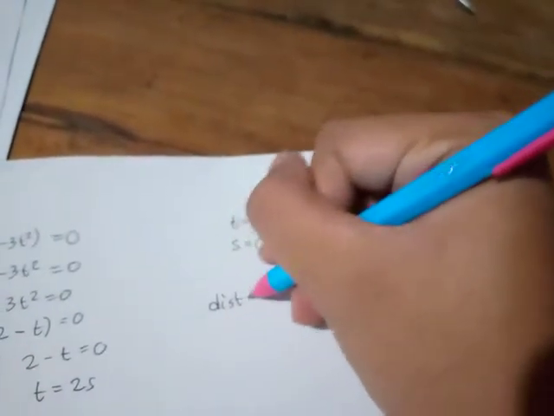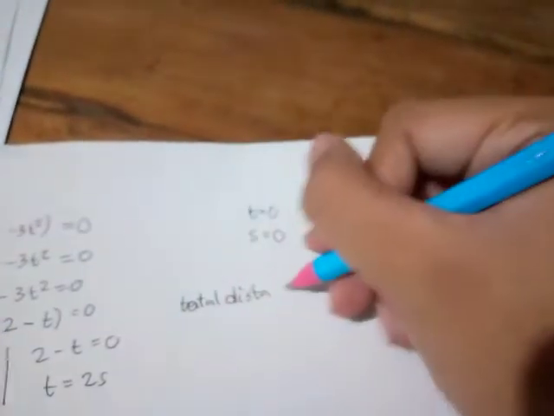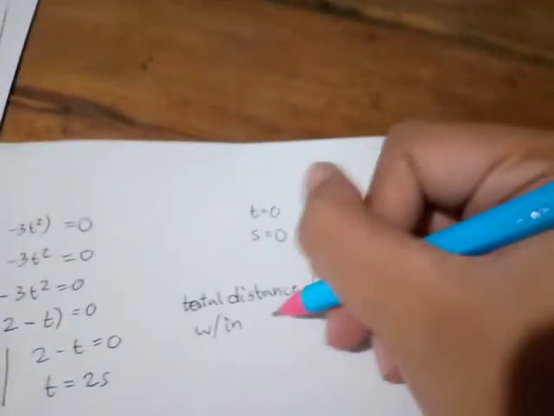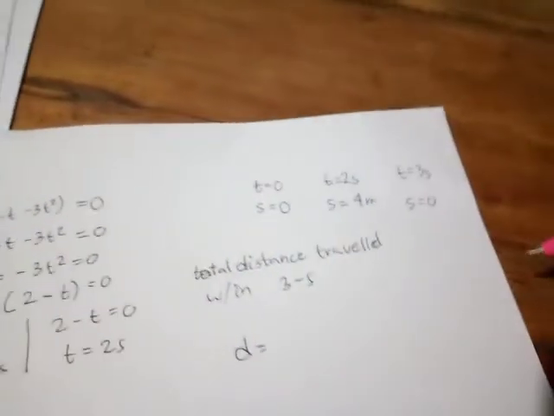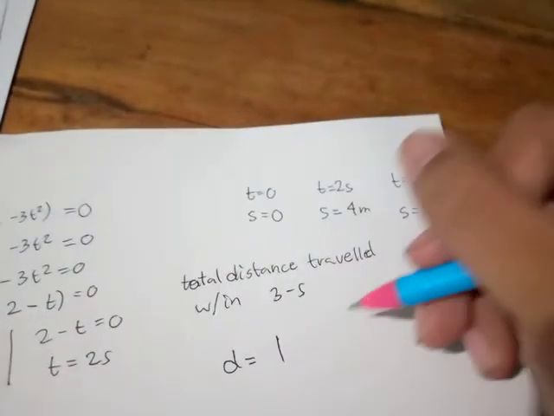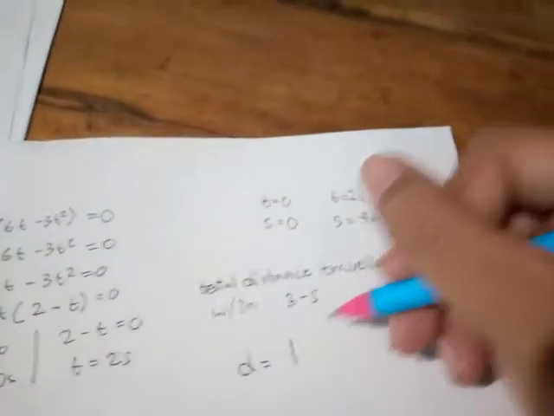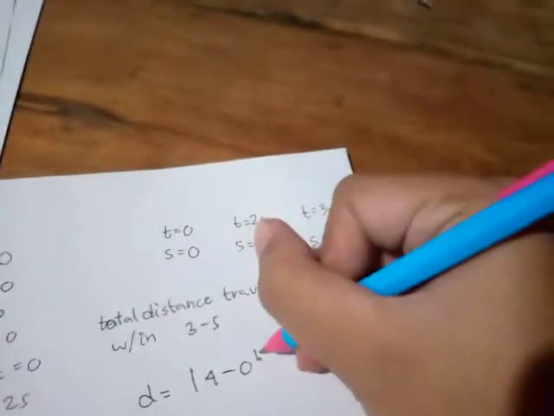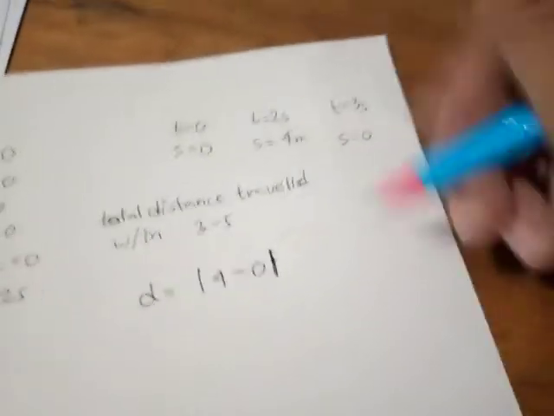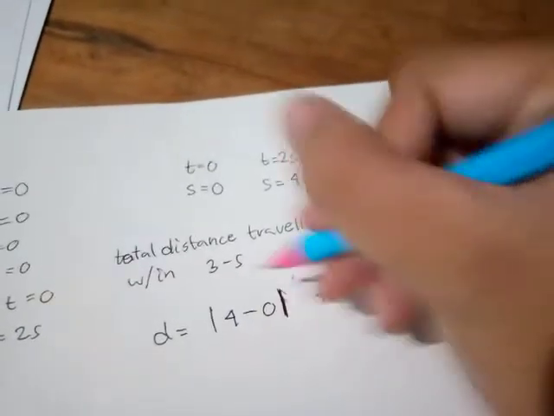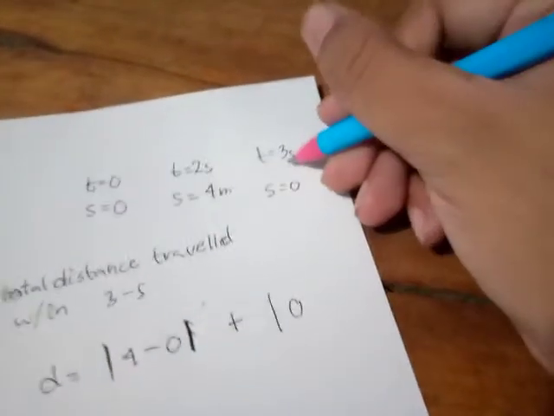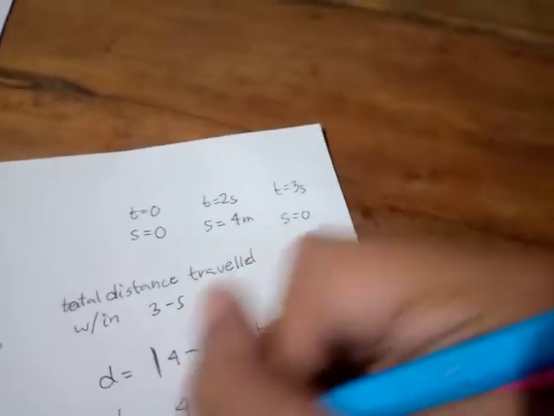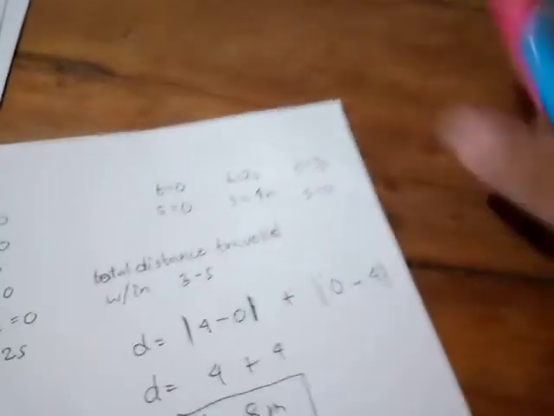Okay. So, yung distance natin, total distance traveled within 3 seconds. So, it is equal to D, okay, is equal to, from 2 seconds to 0 seconds, so 4 minus 0, okay? So, tulad nung ginawa natin nung nakaraang example, plus, pero may absolute value, plus 0, 3 seconds, minus 4. Okay? D is equal to 4 plus 4. So, D is equal to 8 meters. So, ito yung total distance traveled natin.